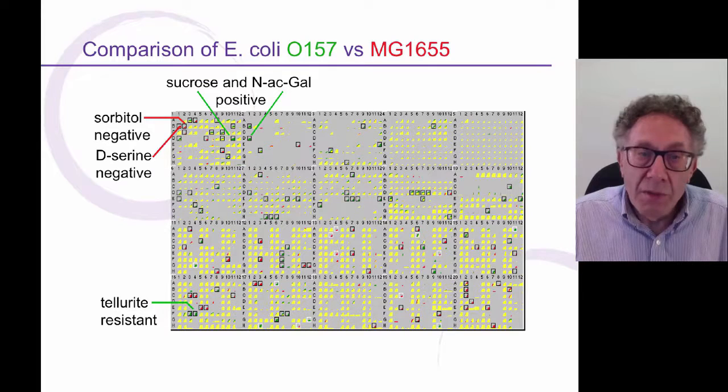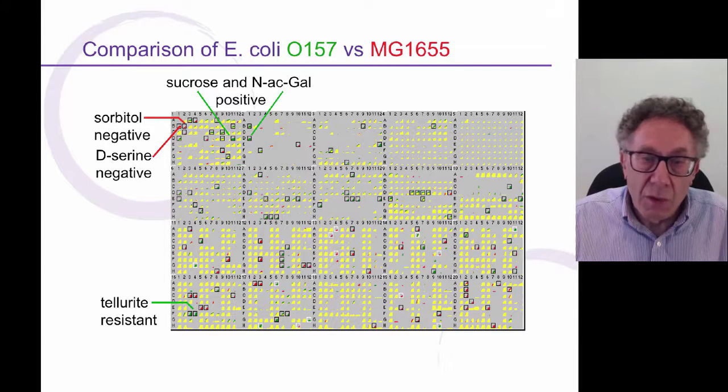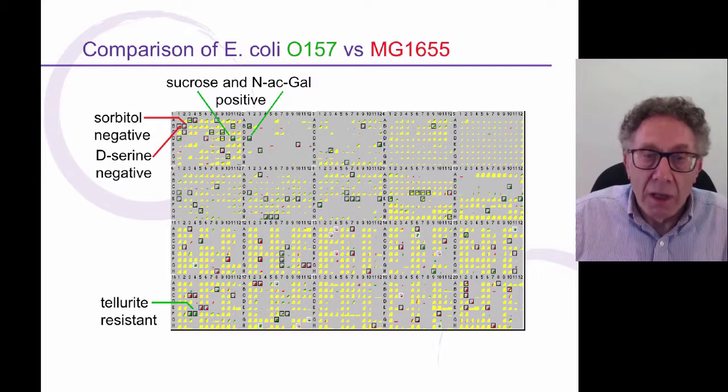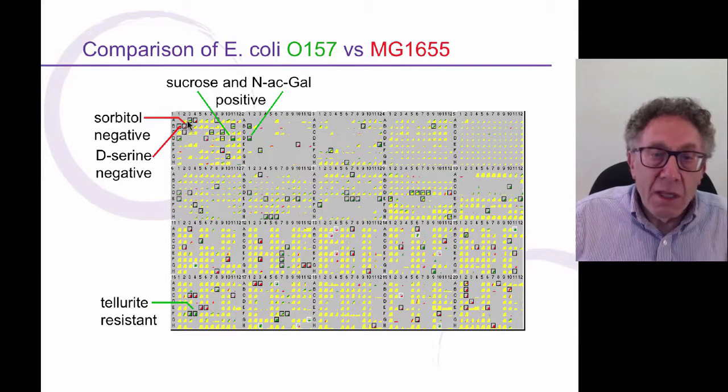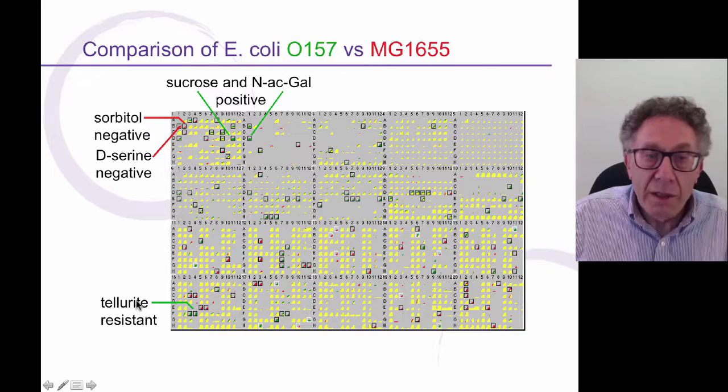Here we have a comparison of two E. coli bacteria, the laboratory MG1655 E. coli K12 strain shown in the red color compared to E. coli O157, a very pathogenic E. coli, in the green color. We can see the well-known phenotypes of O157, that it's negative for sorbitol and that it's resistant to tellurite.